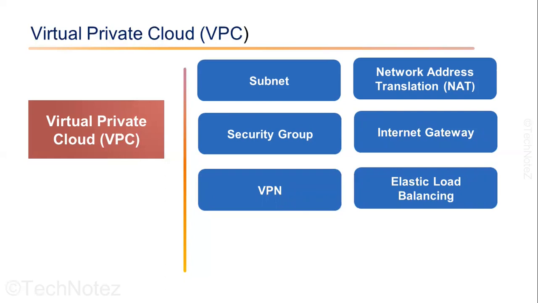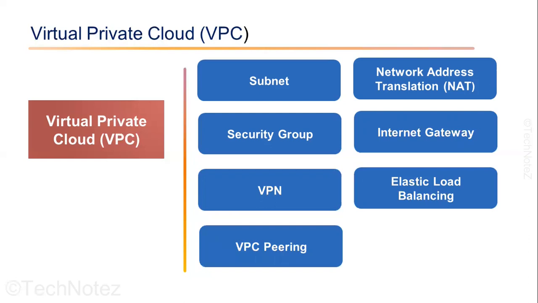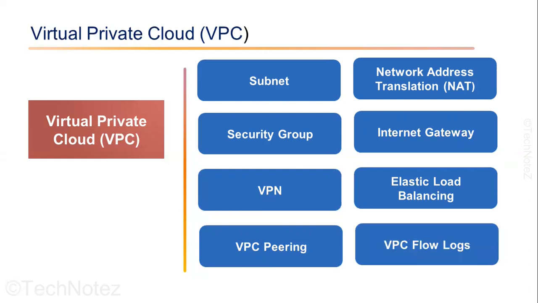Elastic IP addresses. An elastic IP address is a static IP address designed for dynamic cloud computing. You can assign the same elastic IP address to another instance in case of an instance failure. VPC peering. VPC peering enables you to connect two VPCs together to allow the communication between instances in the connected VPCs. VPC flow logs enable you to capture information about the IP traffic going to and from your VPCs. We will talk about these core components in more detail in the coming slides.